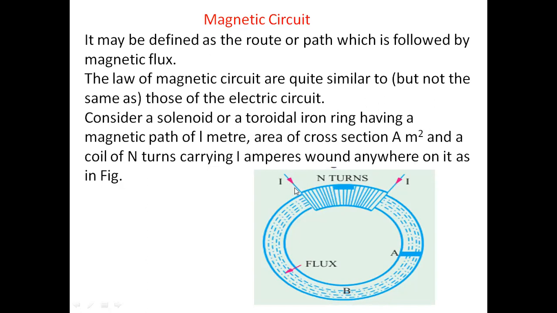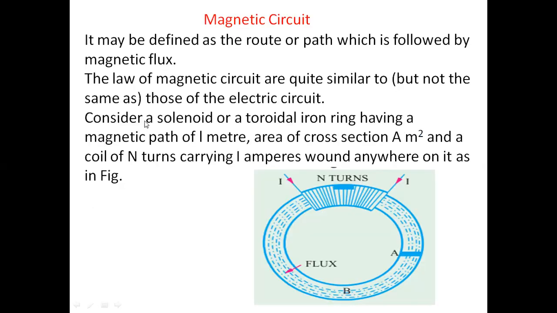This magnetic field will be cut by this particular iron core, and due to that the magnetic field will be produced in this iron ring. The magnetic flux will be distributed around this ring, and it has some cross sectional area A.